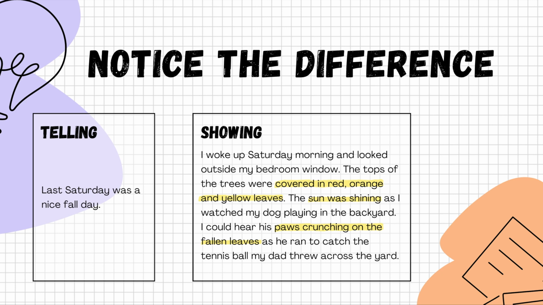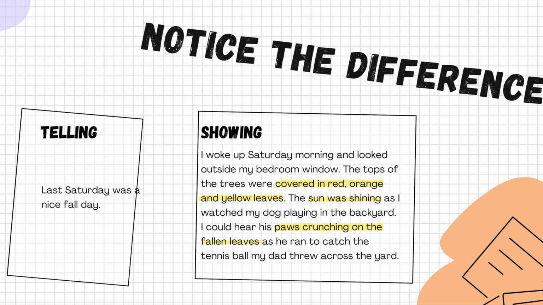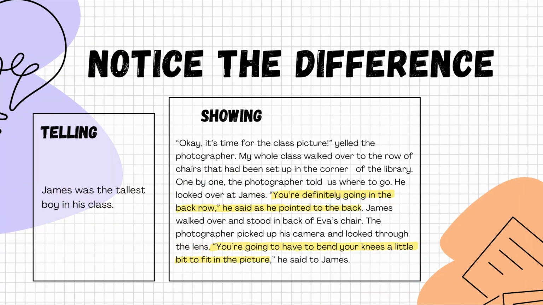So as I read that, I didn't explicitly tell you in the beginning that it was fall. I was able to create a mental image within my head. If I know that trees are covered in red, orange, and yellow leaves, the sun is shining, and paws are crunching on the fallen leaves, not once did I tell you that it is fall. But I was able to infer, or come to the conclusion, that it's fall based on my descriptive language. Let's take a look at one more example.